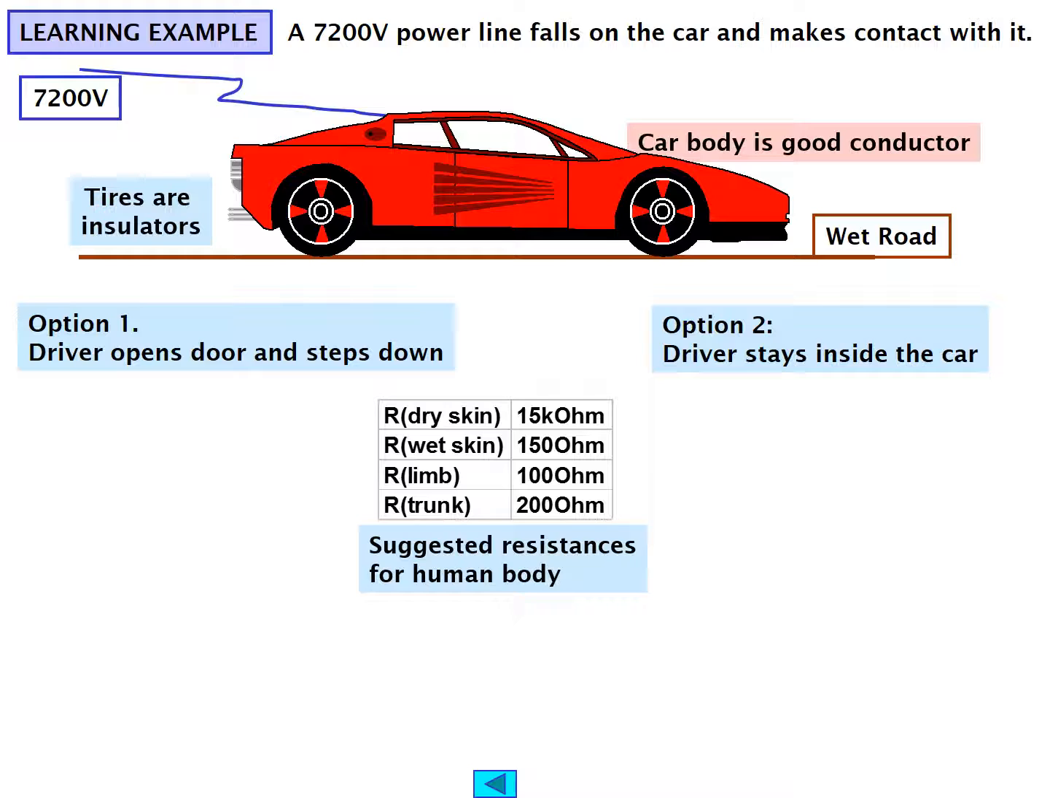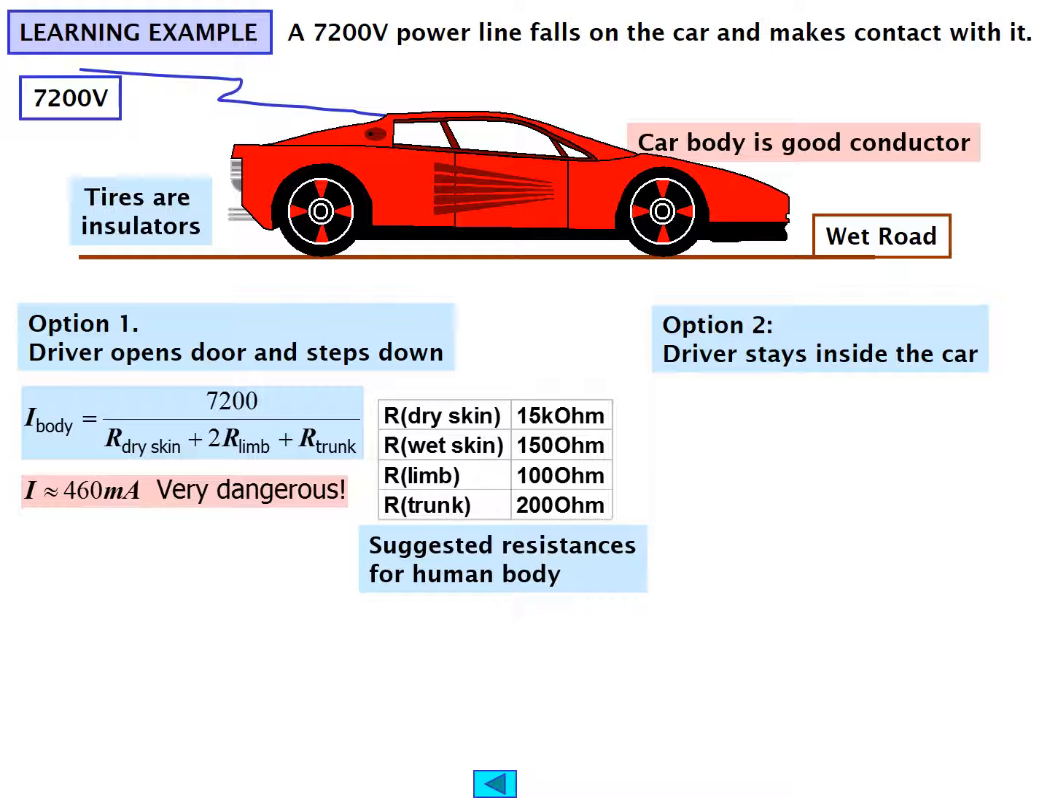we have our typical values for dry skin, wet skin, limb, and trunk, suggested resistances for the car body, for the human body. We can then calculate what the current through the body would be, 7,200 volts under option 1 if the driver opens the door. We would have about 460 milliamperes, extremely dangerous.